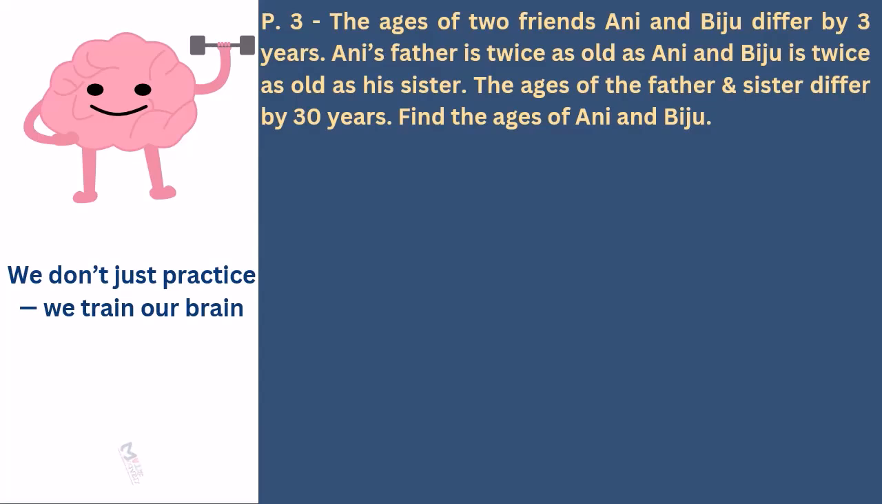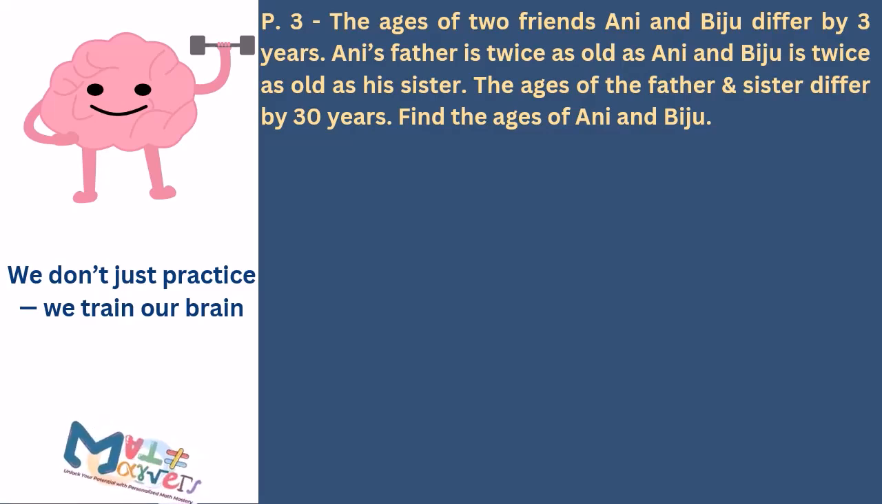Alright Math Marvels, let's take on problem 3. The problem says, the ages of two friends, Ani and Biju, differ by 3 years. Ani's father is twice as old. Biju is twice as old as his sister. The ages of Ani's father and Biju's sister differ by 30 years. Find the ages of Ani and Biju.